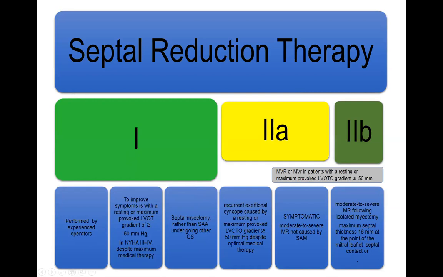Class 2A: recurrent exertional syncope caused by a resting or maximum provoked gradient more than or equal to 50 despite optimal medical therapy. Symptomatic with moderate to severe MR not caused by SAM. 2B: moderate to severe MR following isolated myomectomy, or maximum septal thickness 16 at the point of the mitral leaflet septal contact.